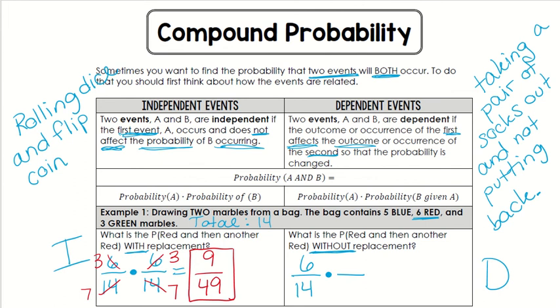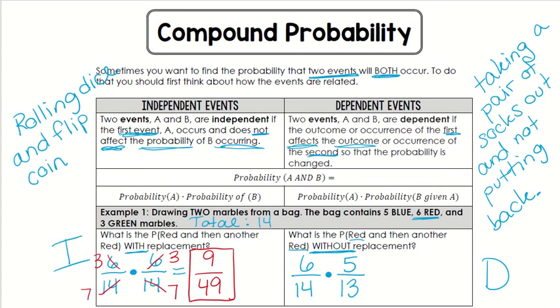Hopefully you notice we're multiplying here. For compound probability, you always multiply. So now the second time, if I'm not putting that one marble back that I just pulled out, I now only have 13 in the bag. And I want to choose a red again. And so if I pulled a red out, you always assume you do what you want to do. So if I pull a red out, I now only have 5 reds left in the bag.